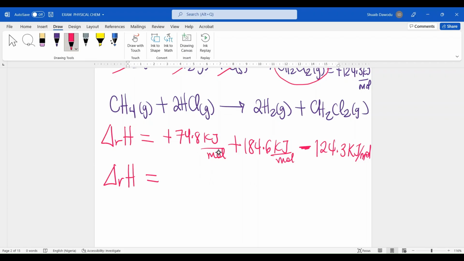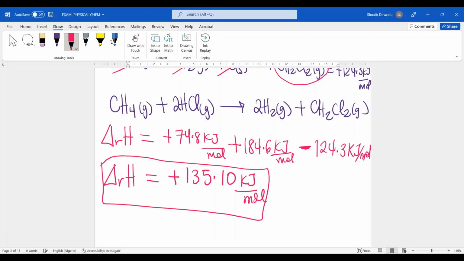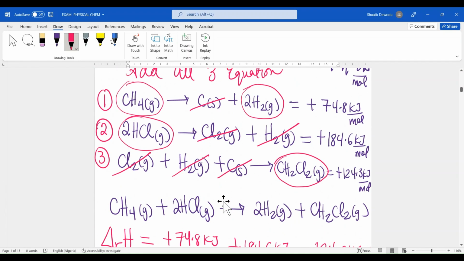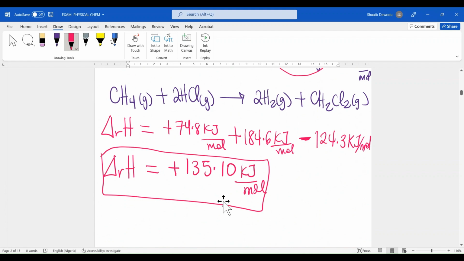Anyways, so you have 74.8 plus 184.6 minus 124.3. When you put all of this information in your calculator, you end up getting positive 135.10 kilojoule per mole. So this is basically the answer to the question you're asked, which is to calculate the change in enthalpy for the reaction below. The change in enthalpy is 135.10 kilojoule per mole.